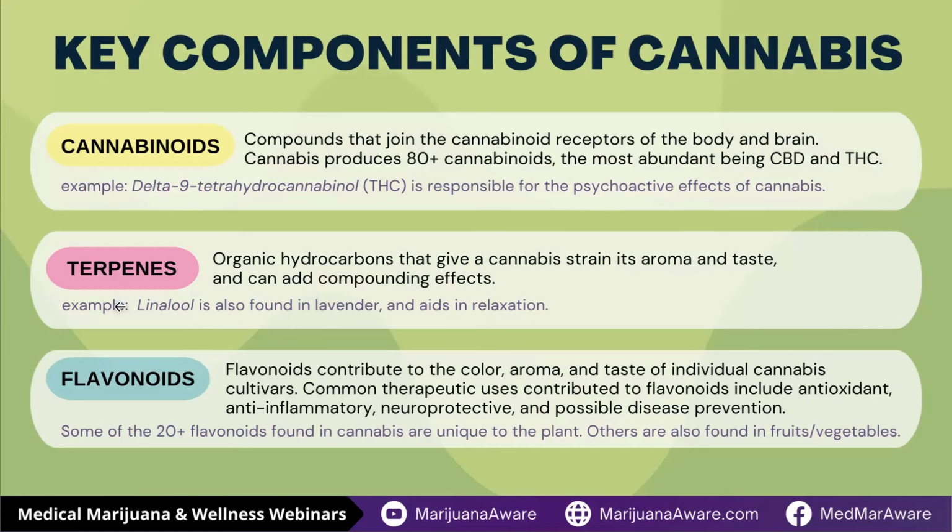So when found in the cannabis plant, that's one of the effects that that terpene would have on the body, is a more relaxing sensation. Now, flavonoids, very similar to terpenes, they're going to contribute to the color, aroma, taste of the cannabis plant, and they're going to be providing many of the same or similar benefits. Flavonoids also include antioxidant, anti-inflammatory, neuroprotective, and other disease prevention properties as well.